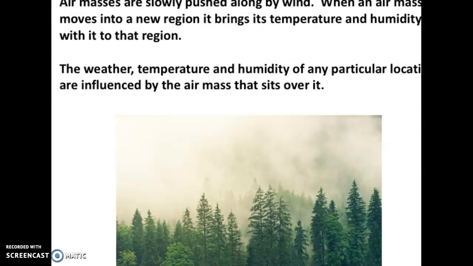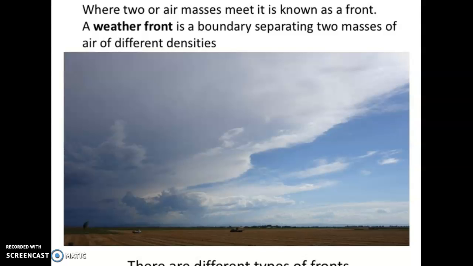So air masses are constantly moving and they influence our weather all the time. So let's say it's the middle of summer and I have a cP, a continental polar air mass, move in. It could take the temperature down in the area and make things feel more dry since it formed over land. Now, where two different air masses meet is known as a front. So there are 4 different types of fronts.